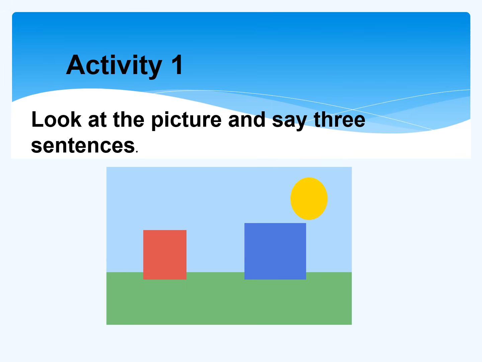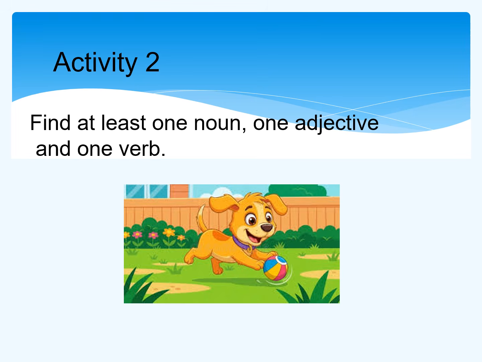Let's do an activity, a simple activity. Now look at this picture and try to say 3 sentences about it. You can note down the colors. You can note down the shape. And what else do you see in this picture? Do this activity orally.